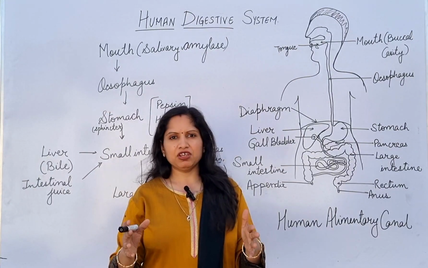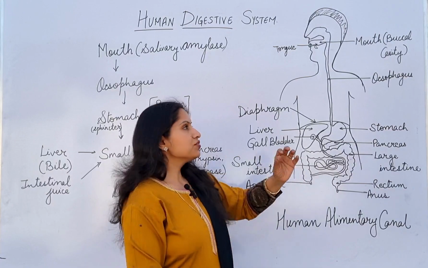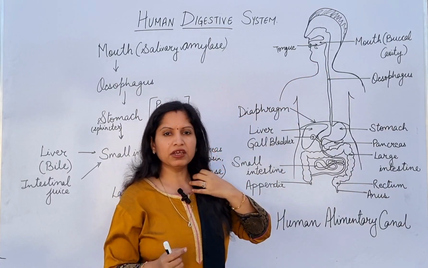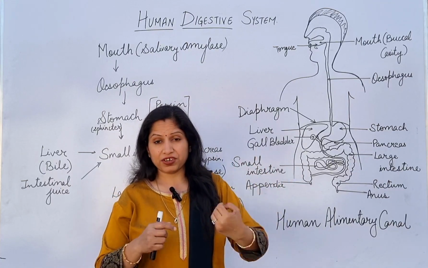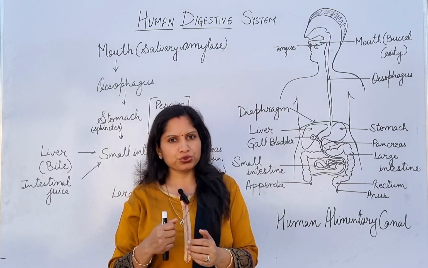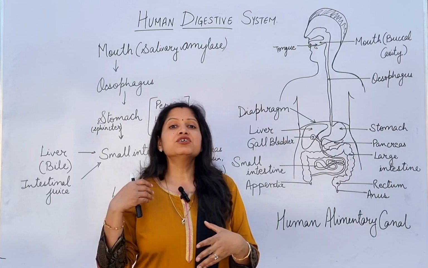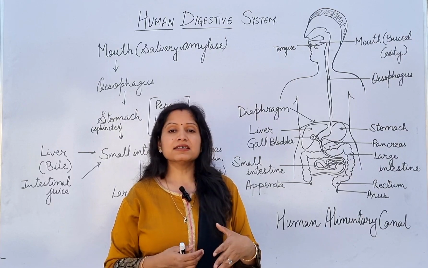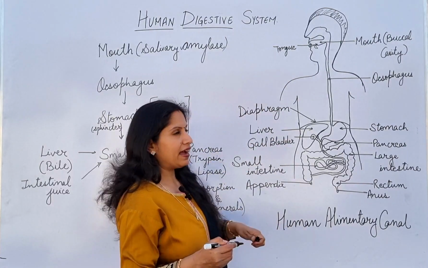The human alimentary canal starts from the mouth. The food first goes into the mouth, into the buccal cavity. In the mouth, there are three things which help in the process of digestion. First is the teeth, which help you to chew the food. The tongue helps the food to be mixed with the juices secreted in the mouth. Which is that juice? That is the saliva. The saliva is secreted by the salivary glands.